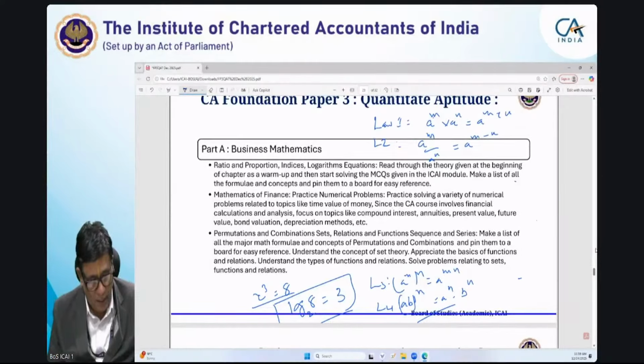y equal to ax plus b is a first degree polynomial. Suppose it is a second degree equation, then we have two roots. If it is third degree, there are three unknown roots.